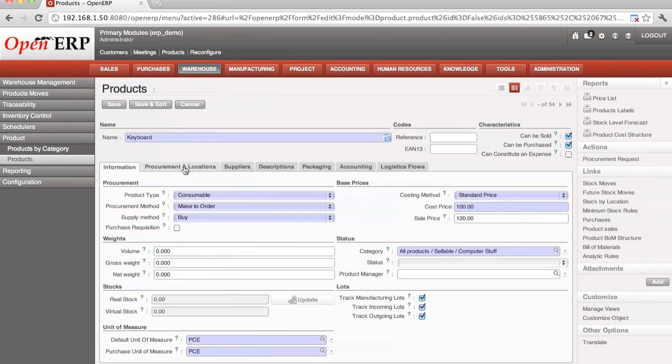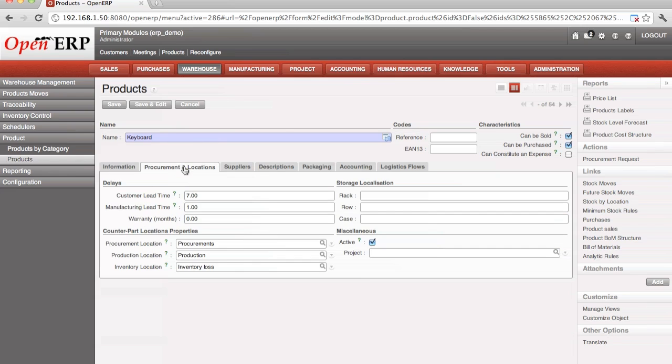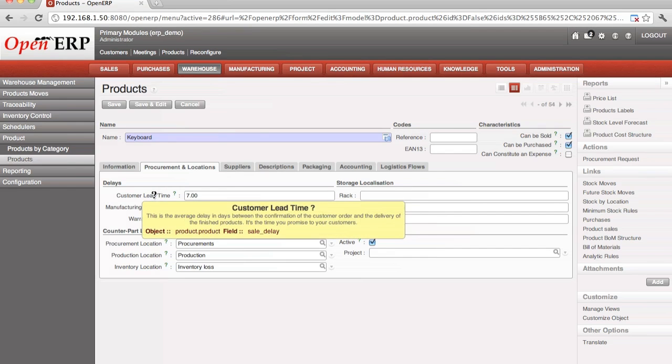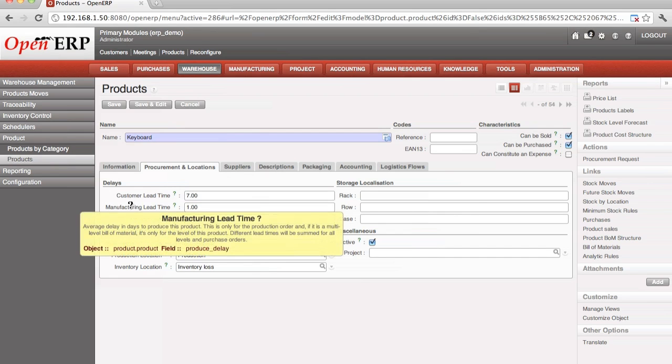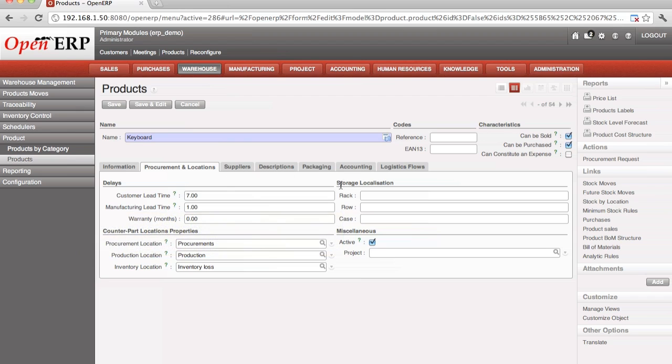In procurements and locations tab, you can specify the various delays. Customer lead time is the delay between placing the customer order and delivering the products to the customer. Manufacturing lead time is the delay between placing the manufacturing order and getting the final finished product. You can also specify the storage location, that is the exact rack, row and case positions.